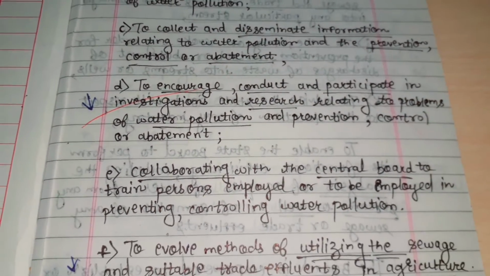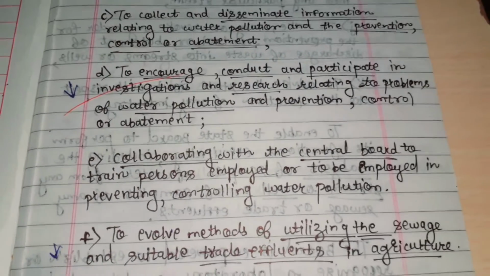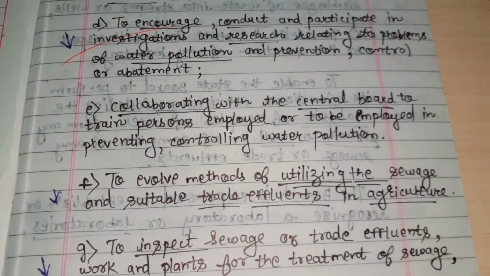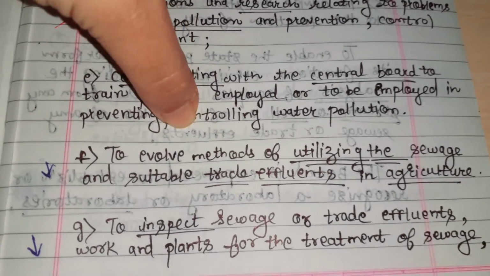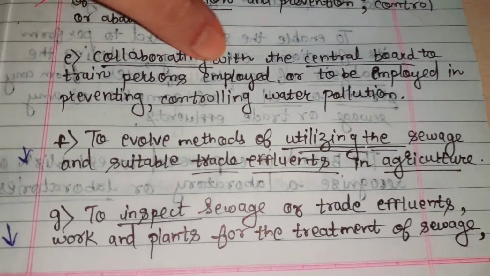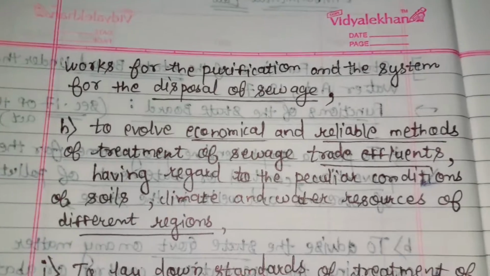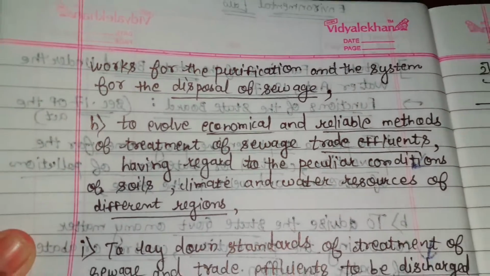Collaborating with the central board to train persons employed or to be employed in preventing and controlling water pollution. To evolve methods of utilizing sewage and suitable trade effluent in agriculture. To inspect sewage or trade effluent, works and the plans for the treatment of sewage, works for the purification, and the system for the disposal of sewage.